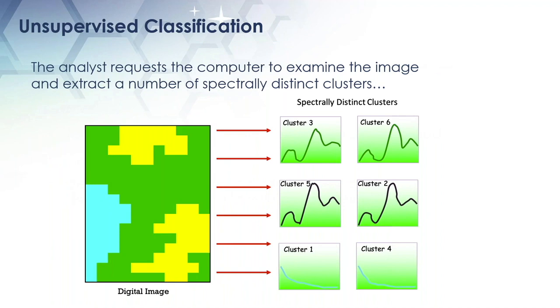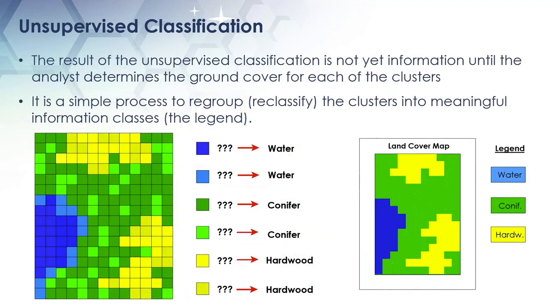Here in our unsupervised classification, the computer does the first step of separating pixels into clusters or groups. Then the user must take those clusters or groups and categorize them into classes that make sense, like you can see here for water, conifer, or hardwood. This step is regrouping or reclassifying the image into the classes that you want for your land cover map. We will go through this during our exercise today.